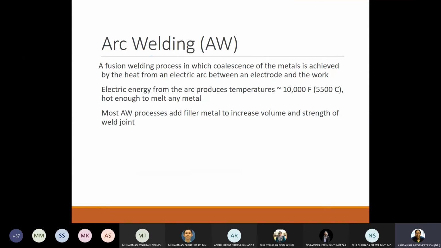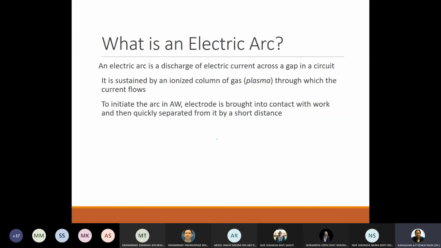So moving on to arc welding, it's a fusion welding process in which coalescence of the metal is achieved by heat from an electric arc between an electrode and the work. The electric energy from the arc produces a high temperature, 5,500 Celsius, hot enough to melt any metal. Most arc welding processes add filler metal to increase volume and strength of the weld joint. When you're melting something away, you can create porosity and gaps, so the filler metal will fill in.